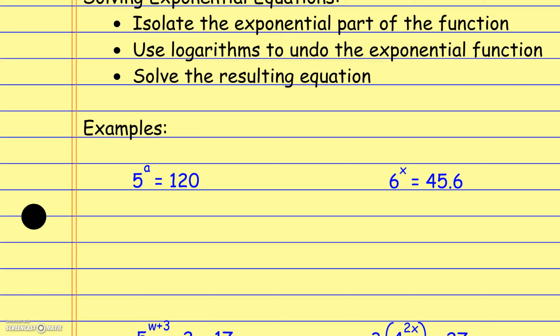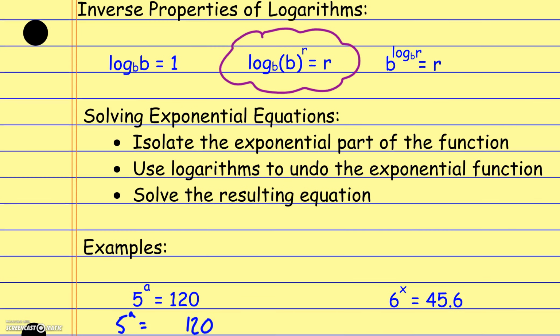The first thing I do is isolate the exponential part of the function, which is already isolated. The thing being raised to a power is already by itself. So now I have to undo 5 raised to a power. If I want to undo 5 raised to a power using a logarithm, I have to use log base 5. Remember, the bases have to be the same. That's what this rule is saying: when the base of the logarithm and the base of the exponential function are the same, they cancel out, and I'm just left with the exponent.